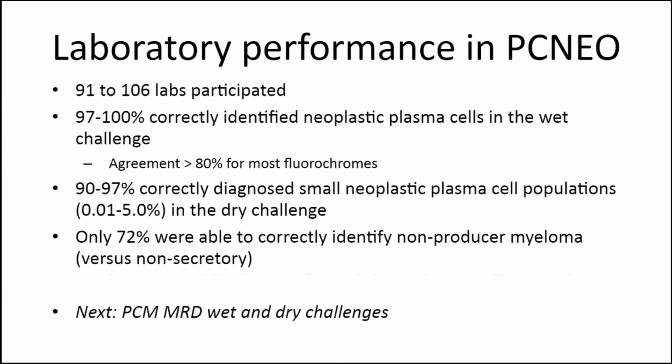During these 4 mailings over 2 years, 91 to 106 labs subscribed to this product. Overall, there was excellent performance. Almost all were able to correctly identify neoplastic plasma cells when they were present in wet challenges. Laboratory agreement was over 80% for most fluorochromes. 90 to 97% of labs were able to correctly diagnose small neoplastic plasma cell populations on dry challenges, although one dry challenge was unable to meet consensus, as less than 80% chose the intended response, and we'll come back to that in a second.